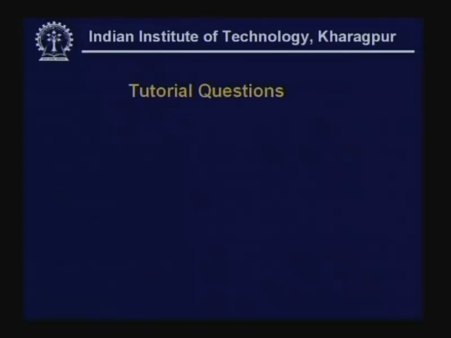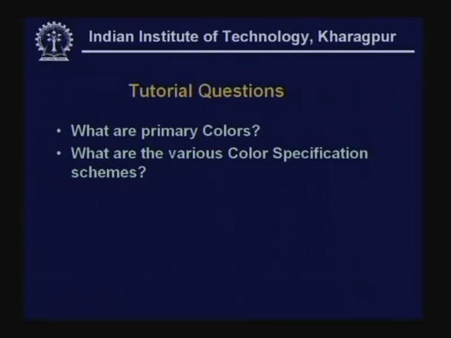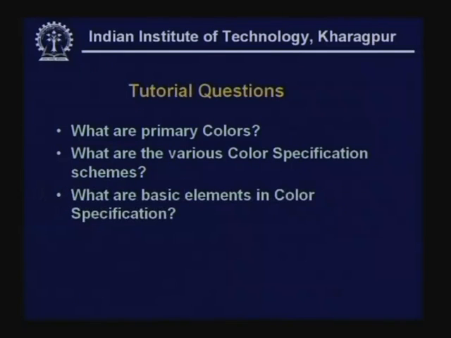So, if this be the way to go about, what could be the tutorial questions that one may address from this lecture? The one is, what are primary colors? Two, what are the various color specification schemes? We have seen the 3 color specification schemes, one Munsell system, the other one is CIE system, the third is LAB space system. What are basic elements in color specification and what is a perceived color?